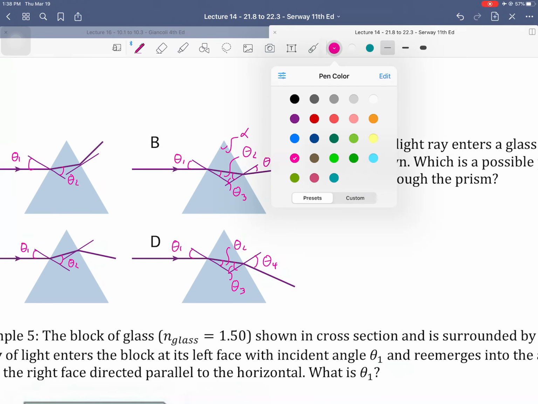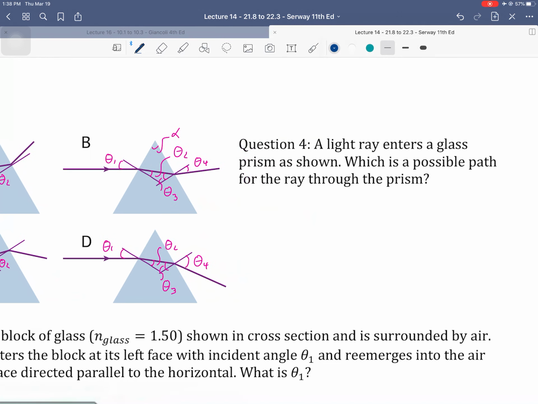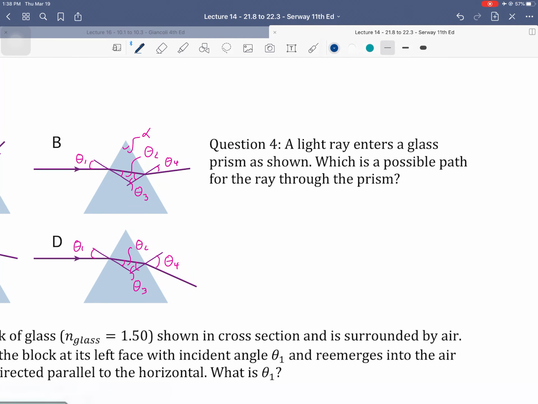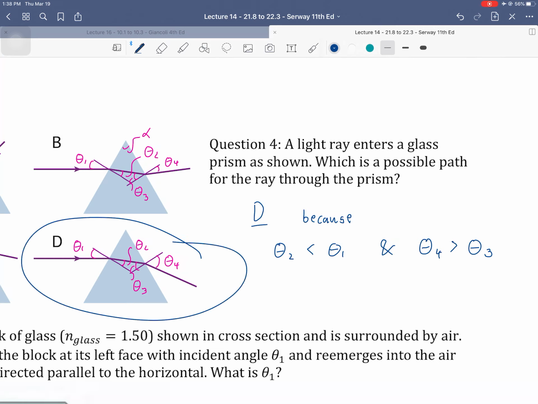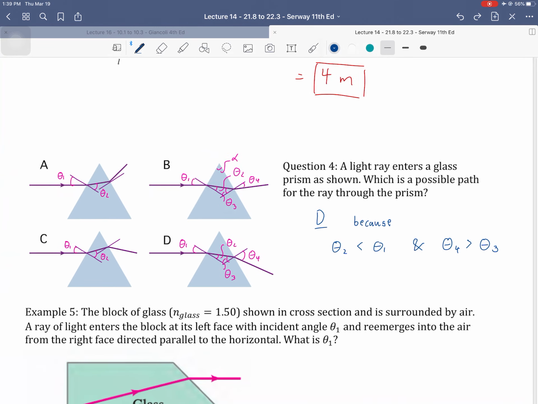So option D works, and I'll put this in writing. Option D is the correct answer, and it's because theta 2 is smaller than theta 1, and theta 4 is larger than theta 3. And that has to be the case. The only ray diagram shown that's correct is D. Right? So that's a very good example because there's a lot packed in there.